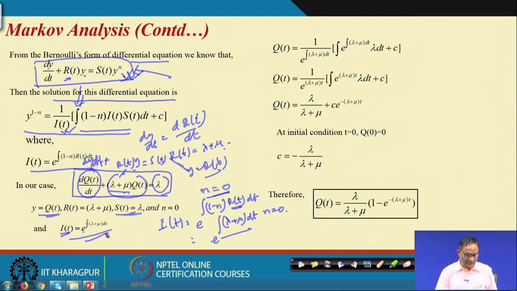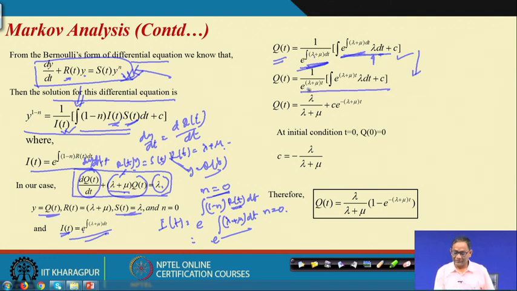So, you know I(t), then our solution for n equal to 0: y equal to q(t) equal to 1 by this I(t) into (1 minus n), which is 1. So, you write I(t) as it is. s(t) is what? s(t) is lambda. So, integration of s(t), lambda dt, plus c. Now you take the integration, first integration of this and then also integration of this, and when you put these two together, ultimately you will be getting this equation.